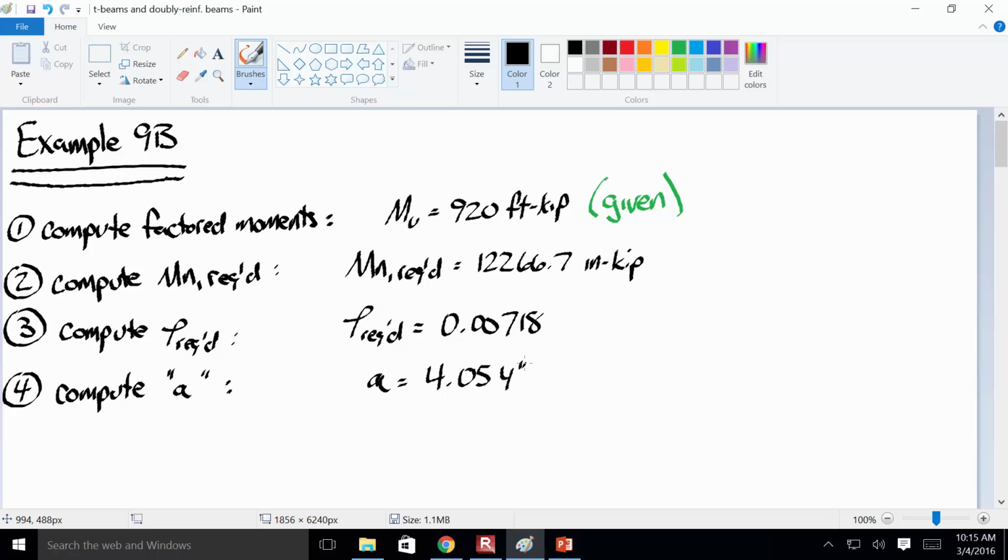So this is where we left off last time, right? Based on these values, we found that A was greater than or equal to the flange thickness, which is 3 inches for this problem. And therefore, we are dealing with a true T-beam.